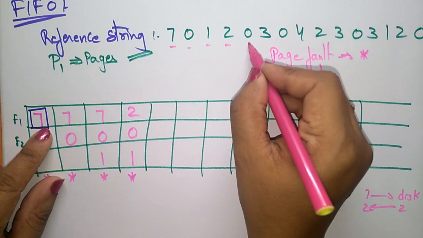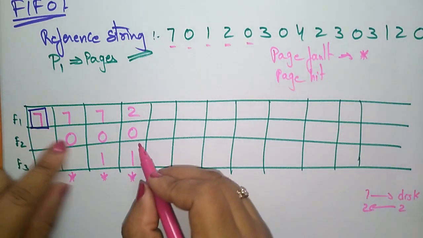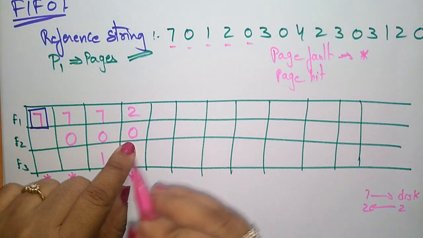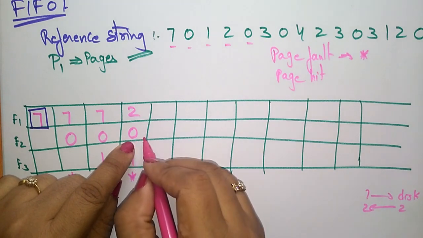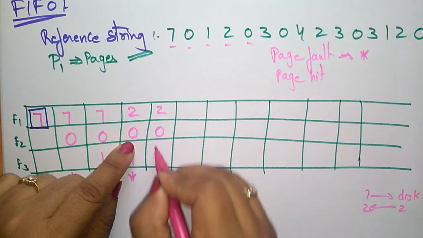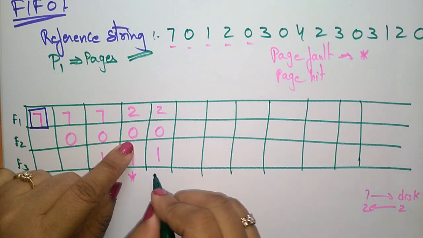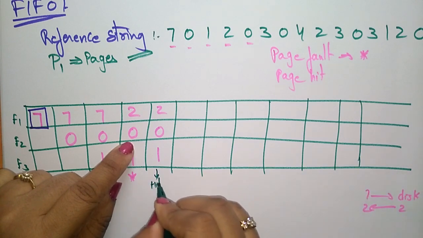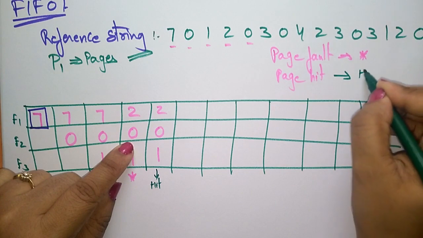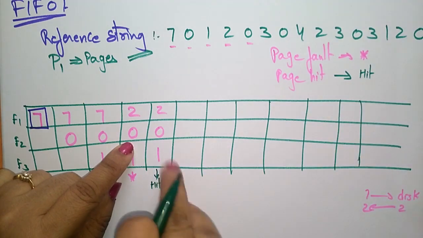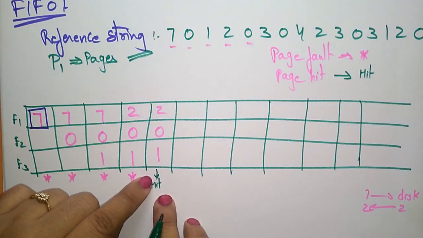After 2, I have to place the 0. But the demanded page is already present in the main memory, so no need to bother about it. This you call a hit. If the demanded page is present in the main memory, you call it a hit.